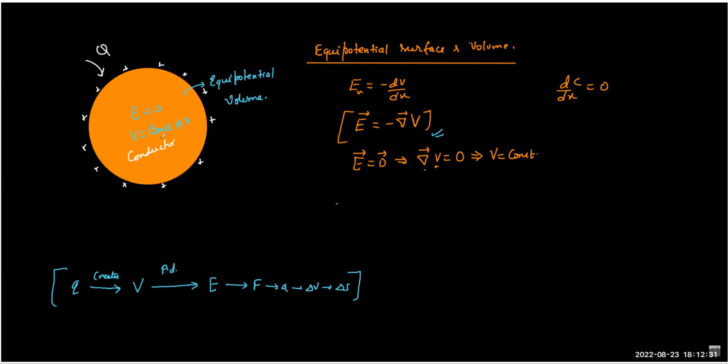And the conductor has this particular property that the entire conductor always maintains a single potential. And that is also the reason that when we have multiple conductors, if I draw multiple conductors, let's say some spherical ball.